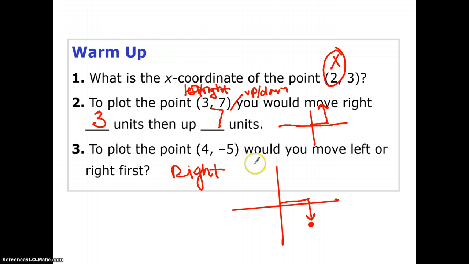To plot the point 4, negative 5, would you move left or right first? And you're going to move right because this is a positive number. Then you would move down negative 5.